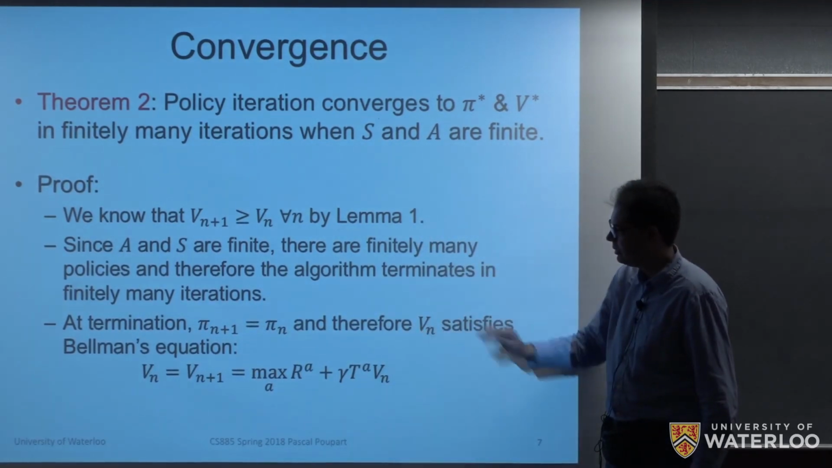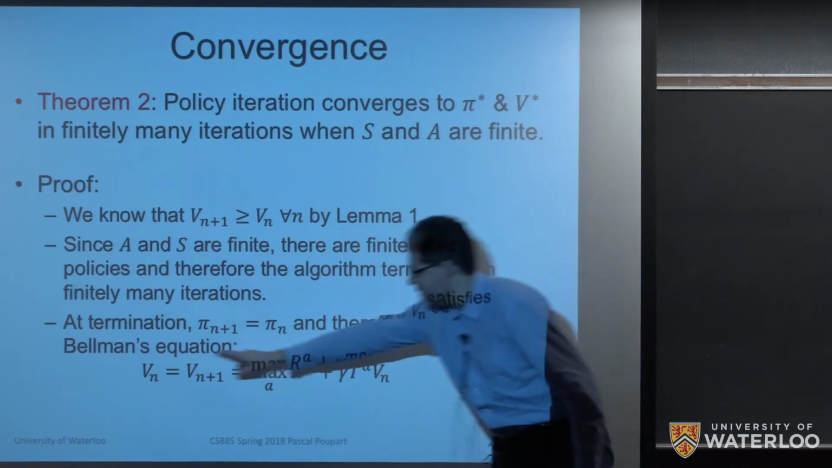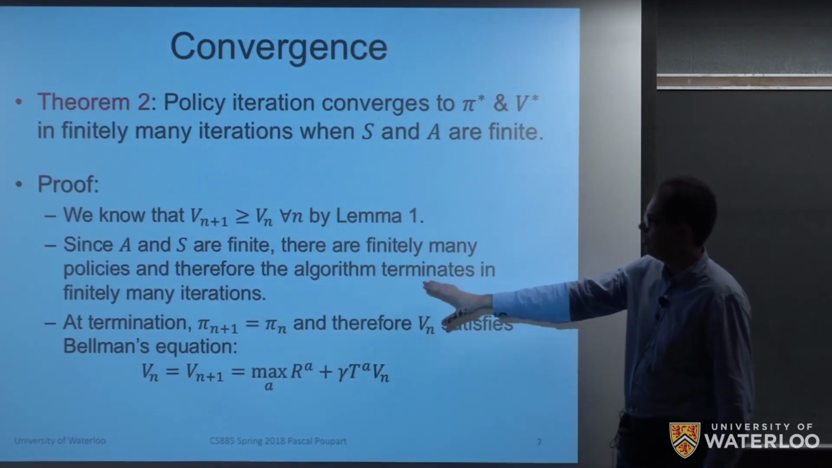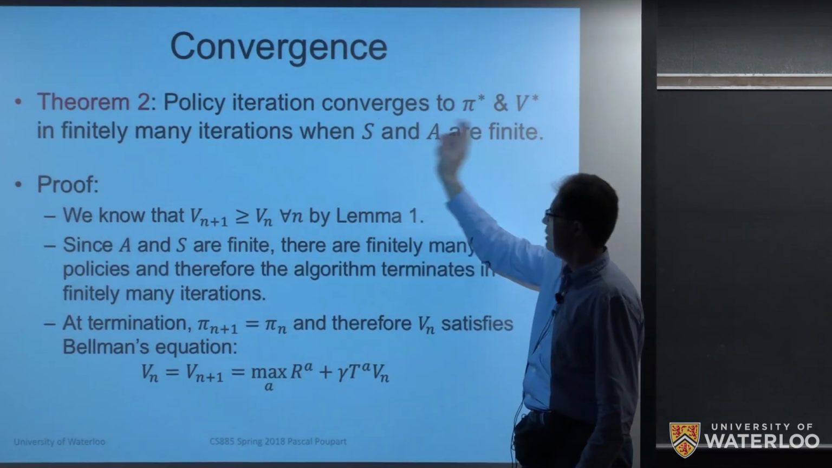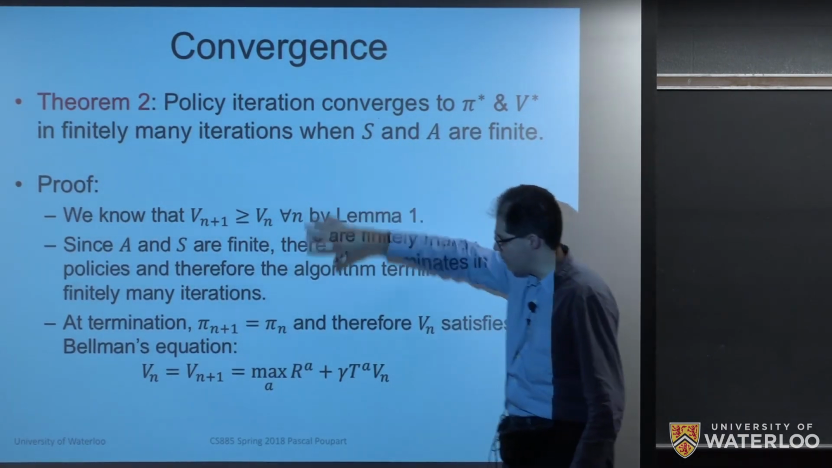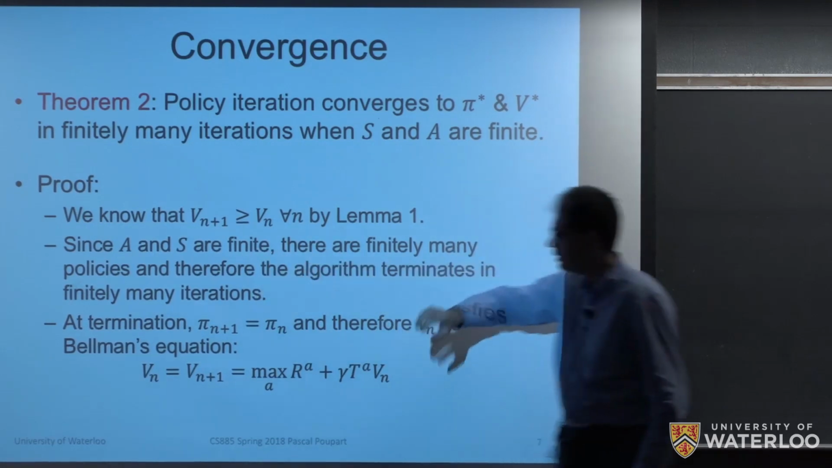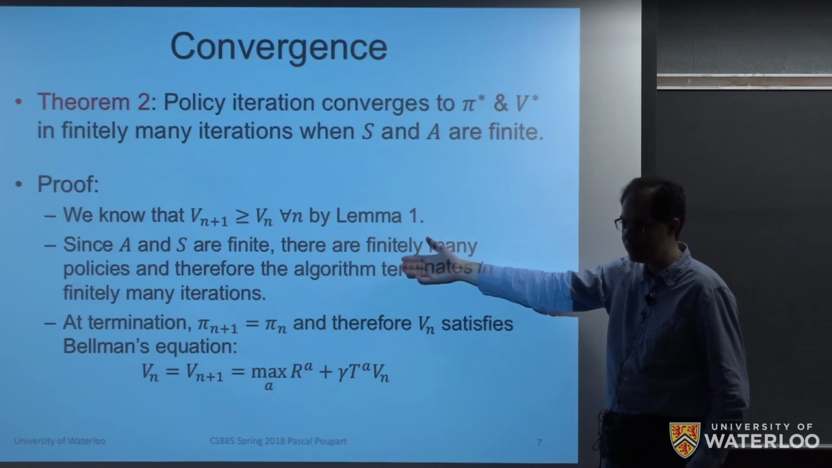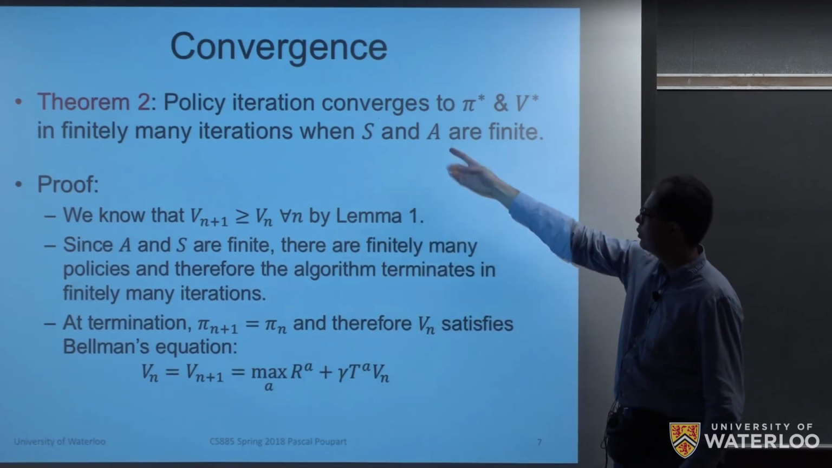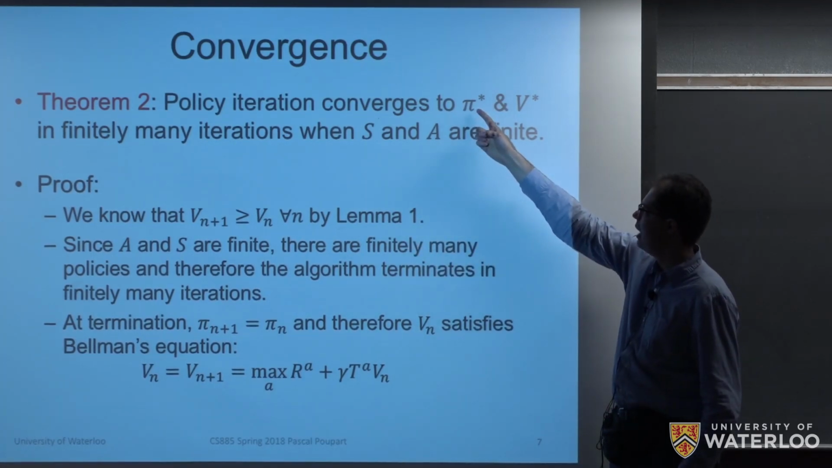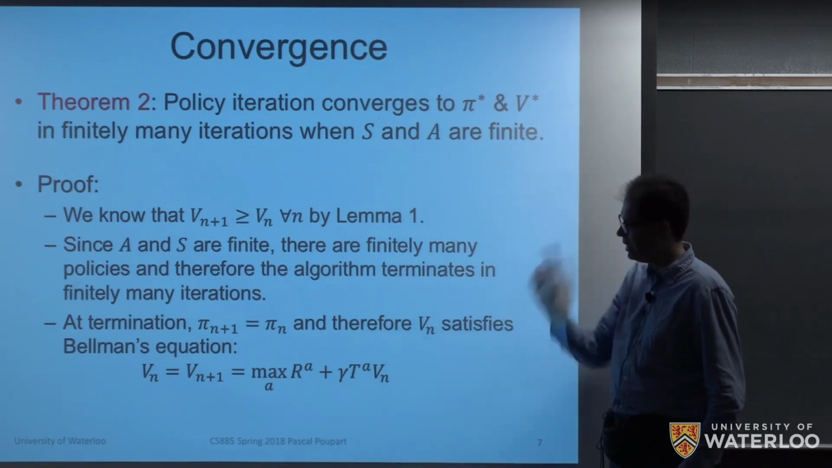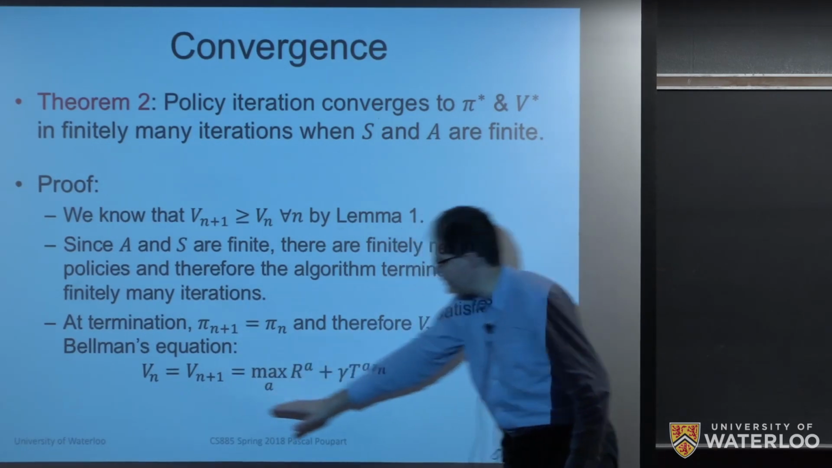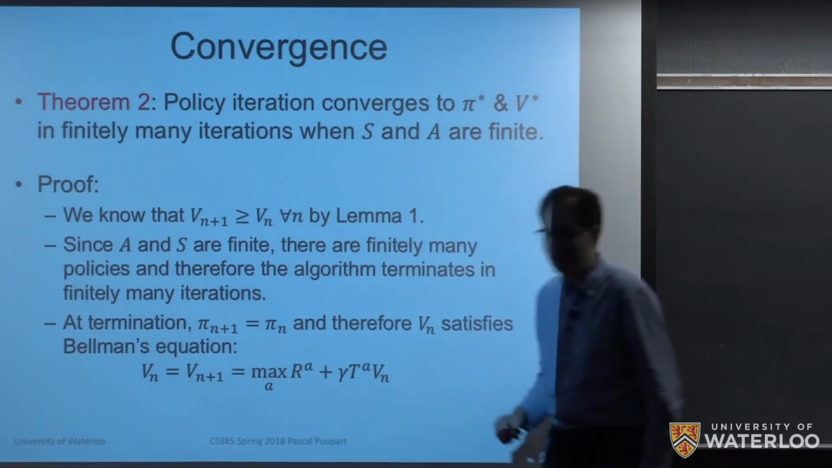At that point, we can show that it satisfies Bellman's equation. So to convince yourself that this will converge in finitely many iterations, the main argument is that because A and S are finite, we've got finitely many policies, and we never visit policies more than once. And for understanding that this will necessarily be the optimal policy and value function at the end, the key is that at the end, we end up with an equation that is precisely Bellman's equation.